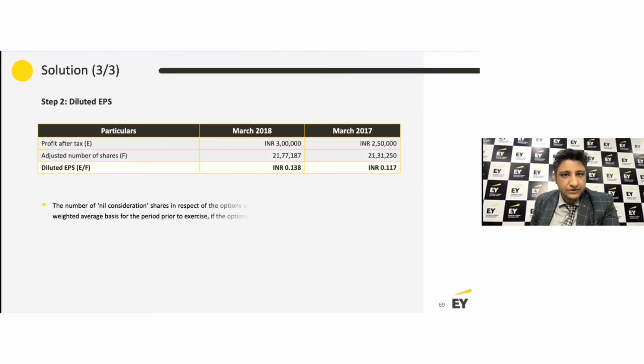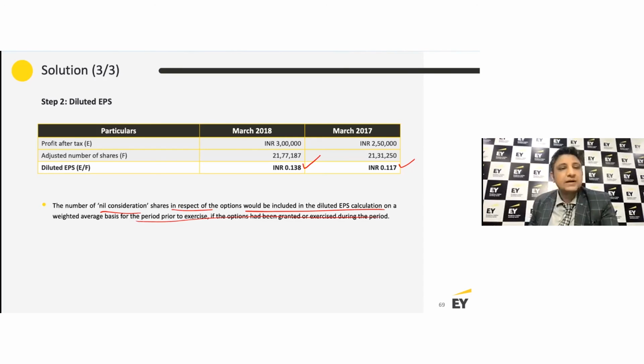Finally, of course, the dilution is calculated. It is 0.138 and 0.117 for 2018 and 2017 respectively. The nil consideration shares are simply added to the total number of shares to arrive at the relevant number of shares for the purposes of calculating the diluted EPS.